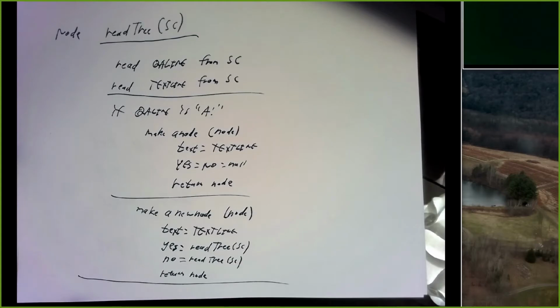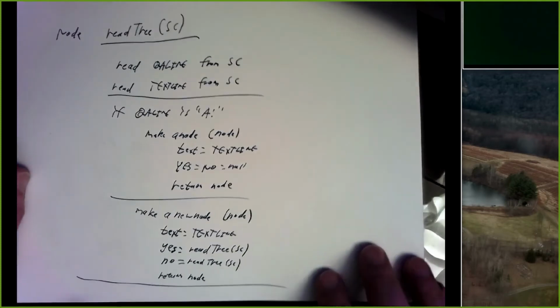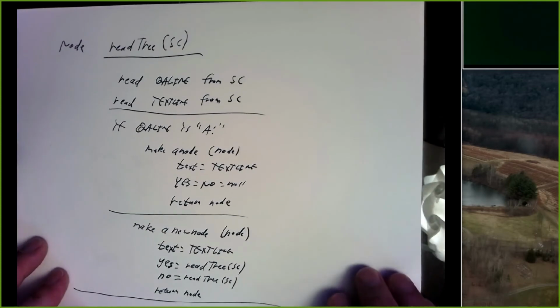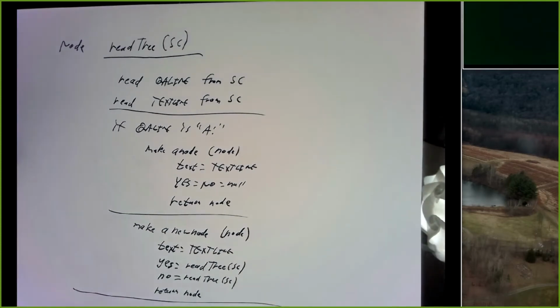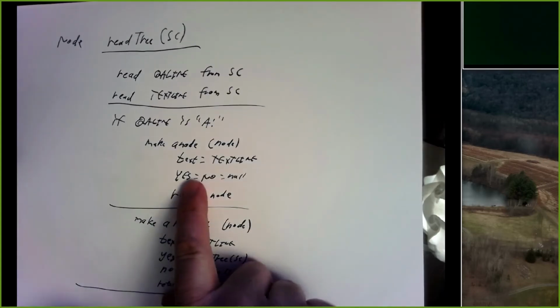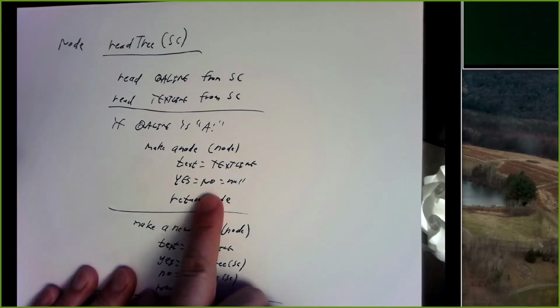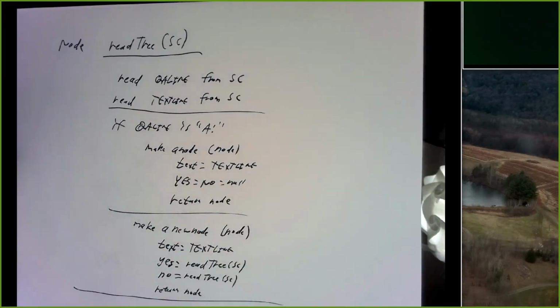And this is a bit of magic. Yeah, it is magical. So we make this node. Where do we put it? Which node? If QA line is A, it says make a node, right? We make a node, and then we return the node. Yeah, so node n equals new node, n.text equals text line, n.yes equals n.no equals null, return n, for example.